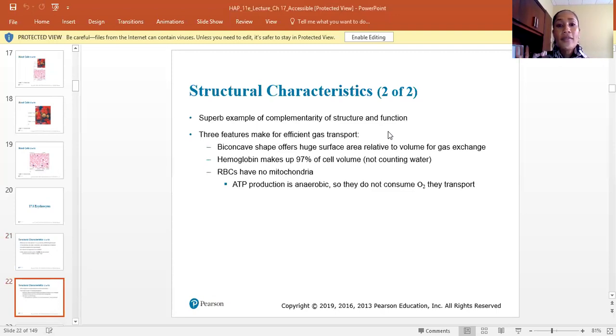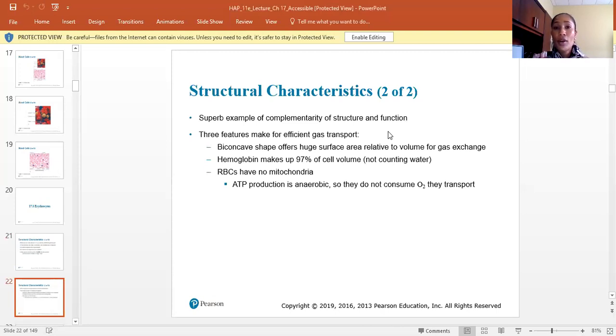Okay, so 3 features make the red blood cell efficient for gas transport. Number 1 is its biconcave shape. The shape offers a huge surface area relative to volume for gas exchange. So this biconcave shape makes it very easy for oxygen to diffuse from the red blood cell into our cells, and also allows the red blood cell to pick up CO2 from the cells. Hemoglobin, like I said before, is the protein that oxygen molecules will actually bind to, and that makes up about 97% of the entire red blood cell.